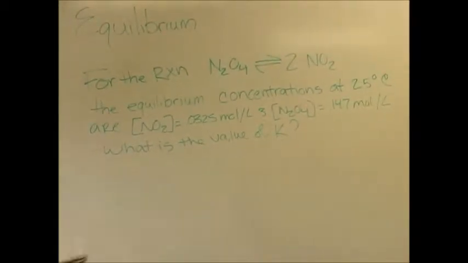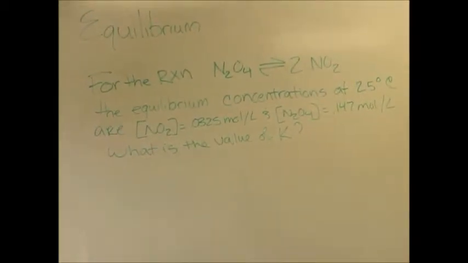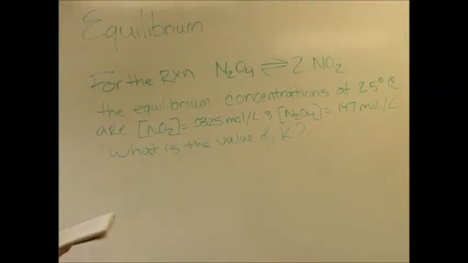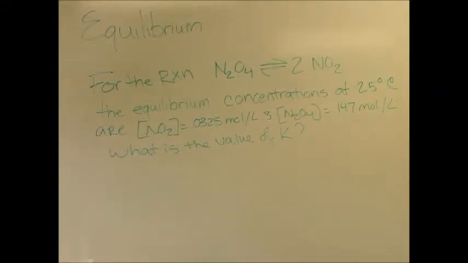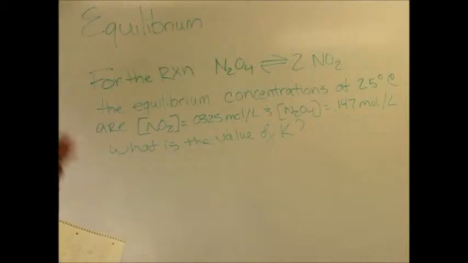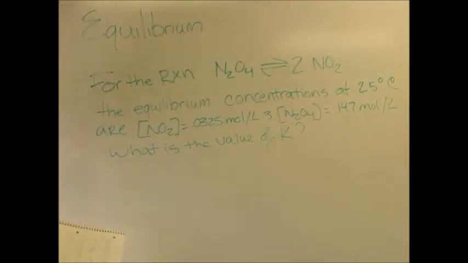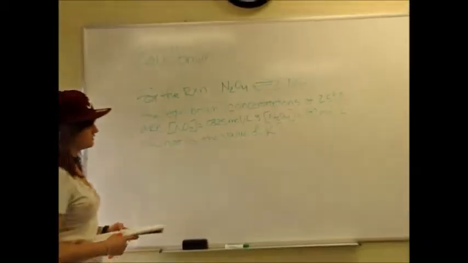So in the last video I showed you how to set up the equilibrium constant, and now we're going to use that for question 7.56 in the book, chapter 7. And in the question it says, for the reaction N2O4 that becomes 2NO2, the equilibrium concentrations at 25 degrees Celsius are 0.0325 for NO2 and 0.147 for N2O4. And it's asking what is the value of K, which is our equilibrium constant.